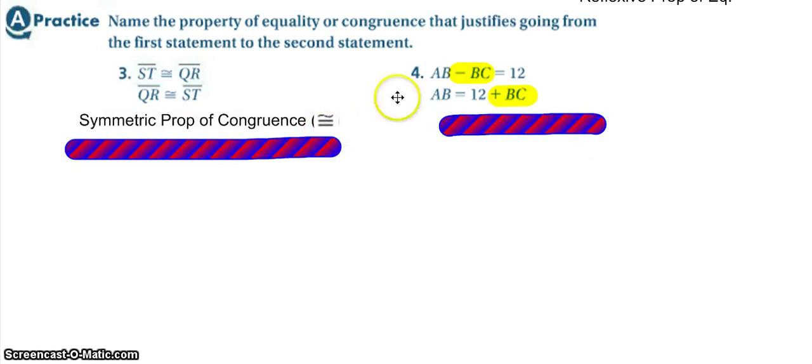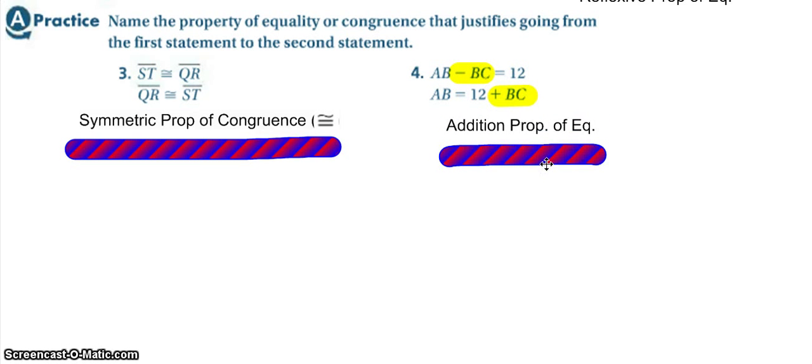So over here in 4, we see that we have AB minus BC is equal to 12, and then AB is now alone equal to 12 plus BC. What change happened? There was an addition on both sides. That makes it the addition property of equality.